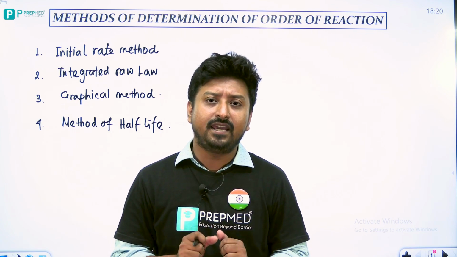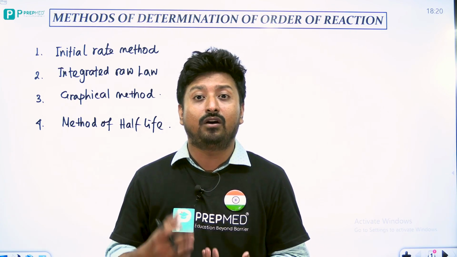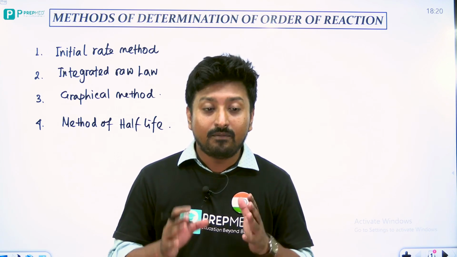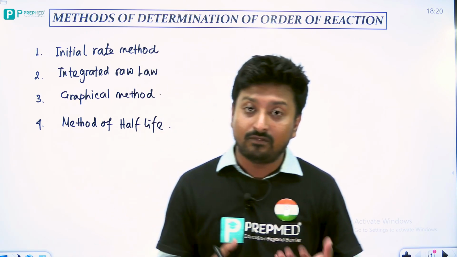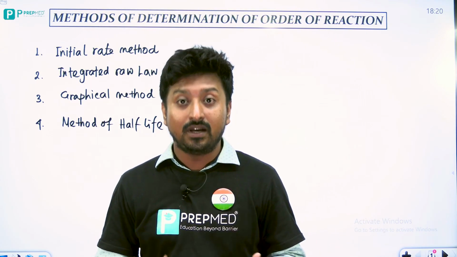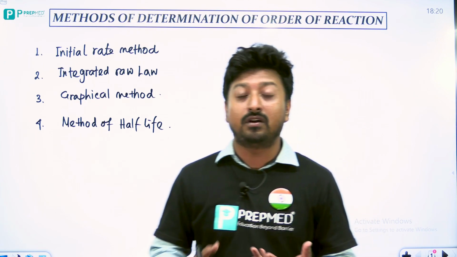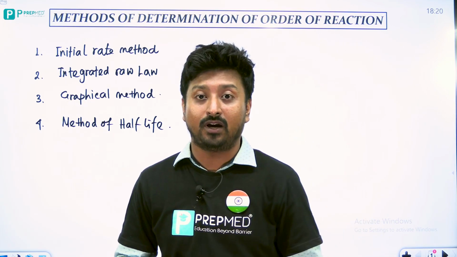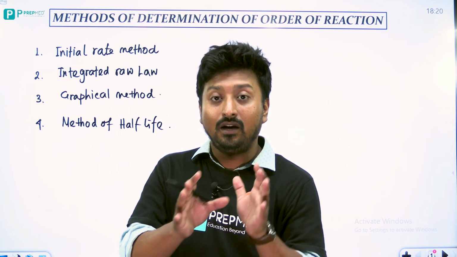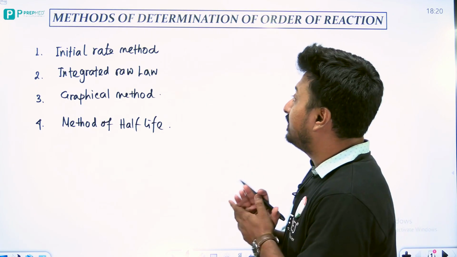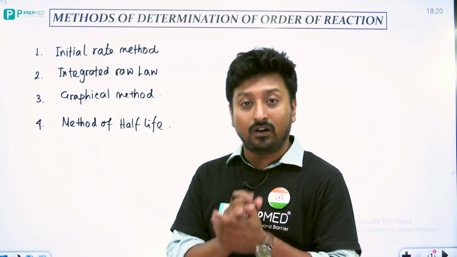Particularly, when we determine the order of the reaction, we have to take care about many things. Number one, we have to focus on the rate of the reaction. Number two, we have to focus on how the reaction works. And number three, we have to focus on how a reactant gets depleted to the product, meaning the way the reaction proceeds. Now see, there are four methods of determination of the order of the reaction.